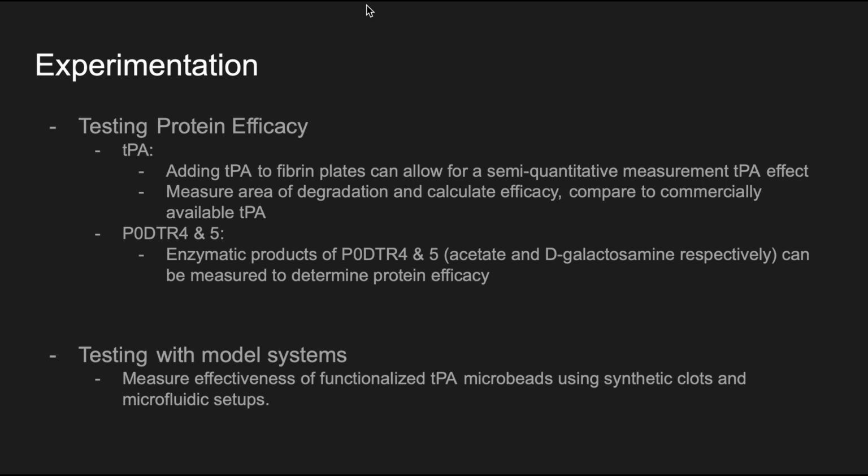Once we have verified the activity of TPA, we can begin to perform experiments with functionalized beads and synthetic clots. For our blood enzyme pair, we'd begin testing the effects of co-functionalizing beads on the red blood cell conversion rate.